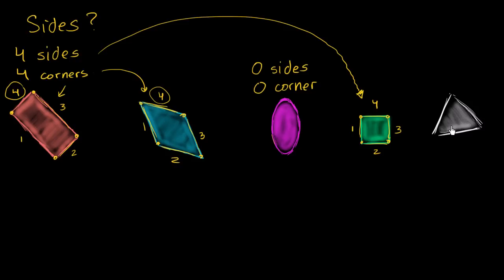And actually, this last shape right over here doesn't seem to have four sides or four corners. If we count them, we have one side, two sides, and three sides. So this one has three sides. And if we count the corners, we have one corner, two corners, and three corners.